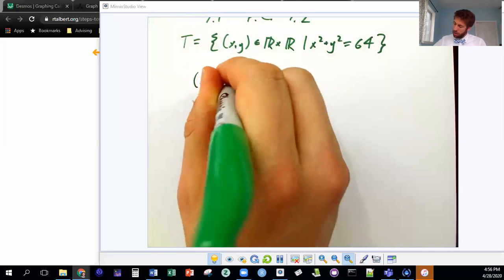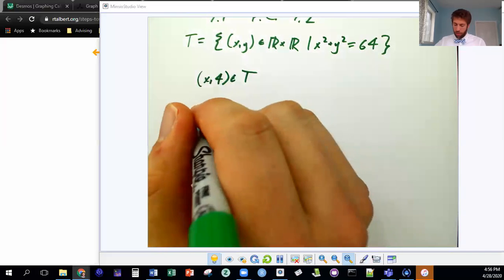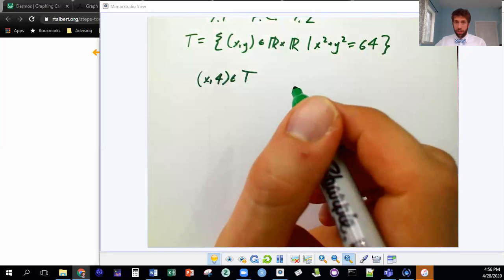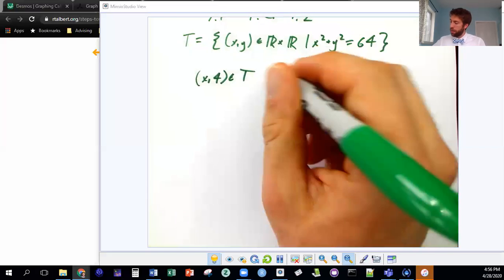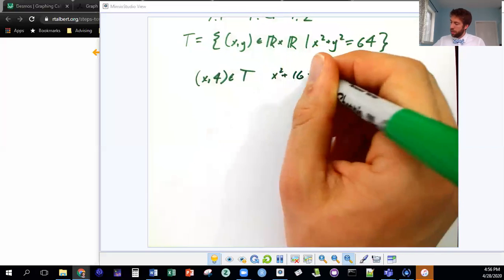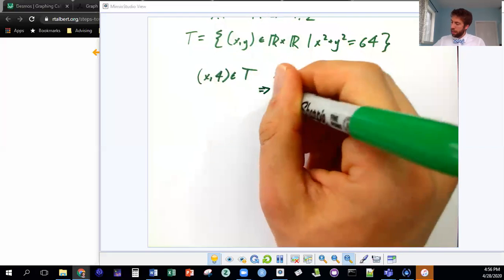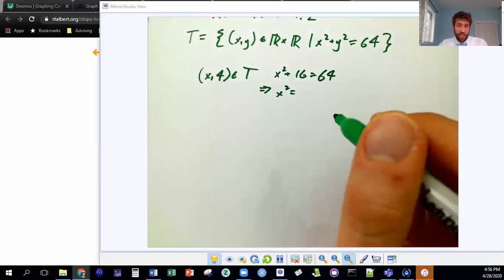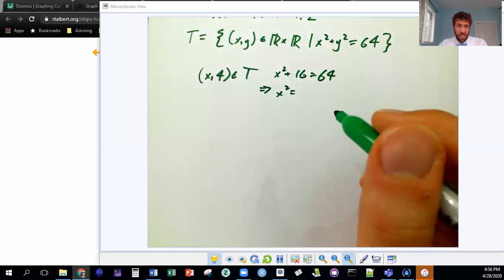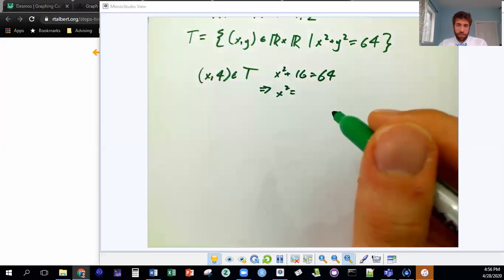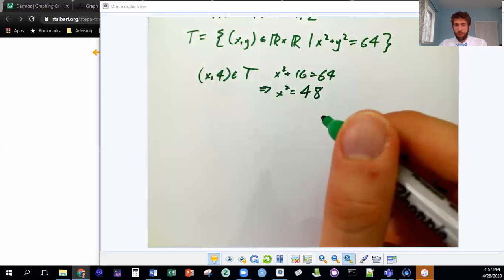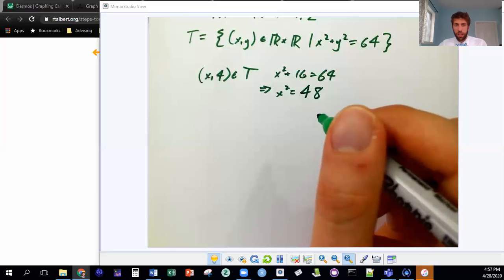Find all the values of x such that (x, 4) is in T. Well, in order for (x, 4) to be in T, you need x squared plus y squared equals 64. So that means you have x squared plus 16 equals 64, which implies x squared equals 64 minus 16, which is 48.